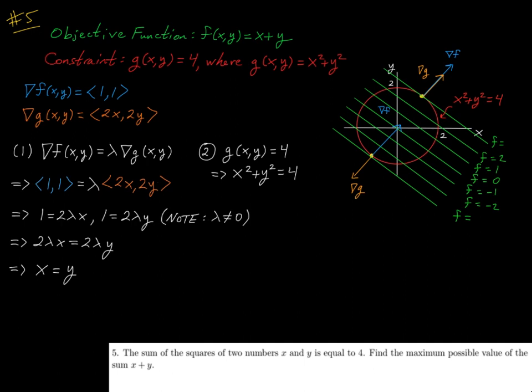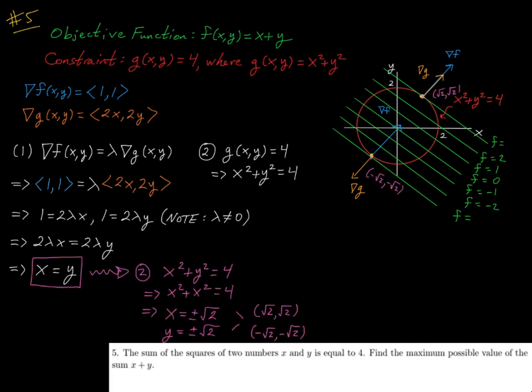Now notice here, lambda cannot be 0. Why is that true? Well, if 2 lambda x is equal to 1, and lambda were 0, I have a problem: 1 would be equal to 0. So lambda is a non-zero number. Now notice 2 lambda x and 2 lambda y are both equal to 1, and so that implies 2 lambda x must equal 2 lambda y. Since I know that lambda is non-zero, I can divide both sides by 2 lambda, and I find that x must equal y.